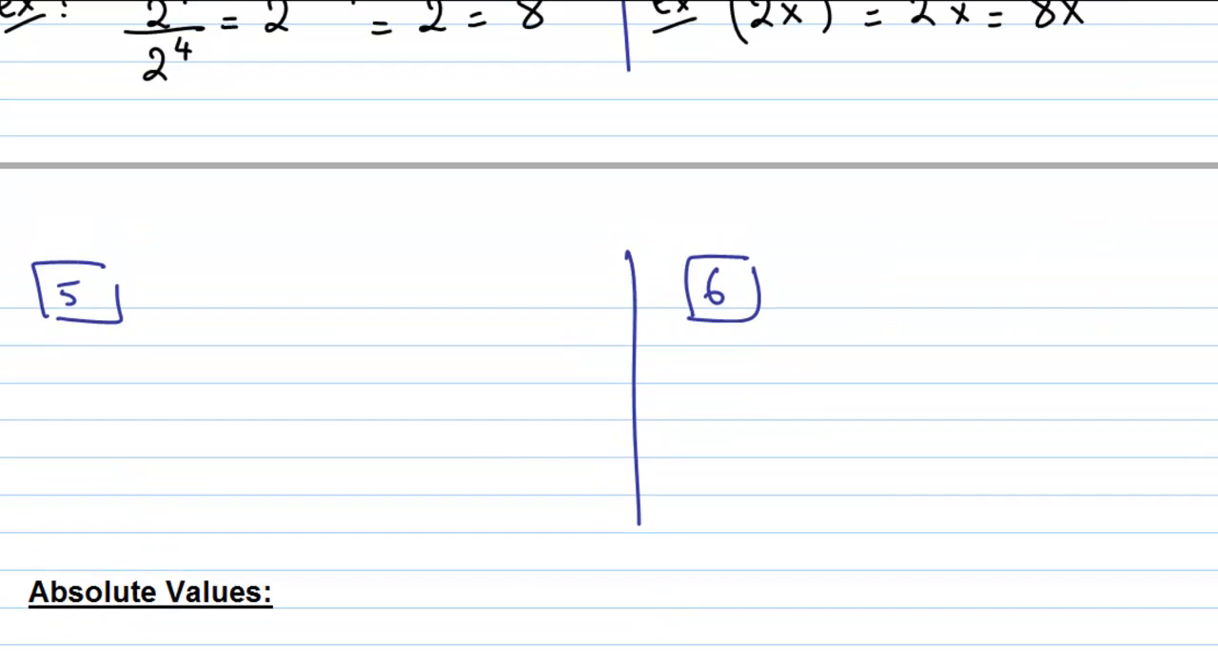Now to the next rules. The next one would be power of a quotient. It means we have a quotient. We have a division. Let's say I have a over b. That's a division, quotient, all to the power m. So this is called the power of a quotient.